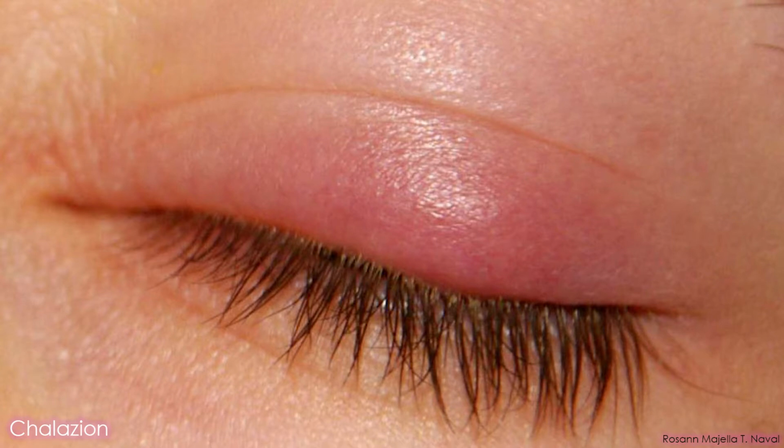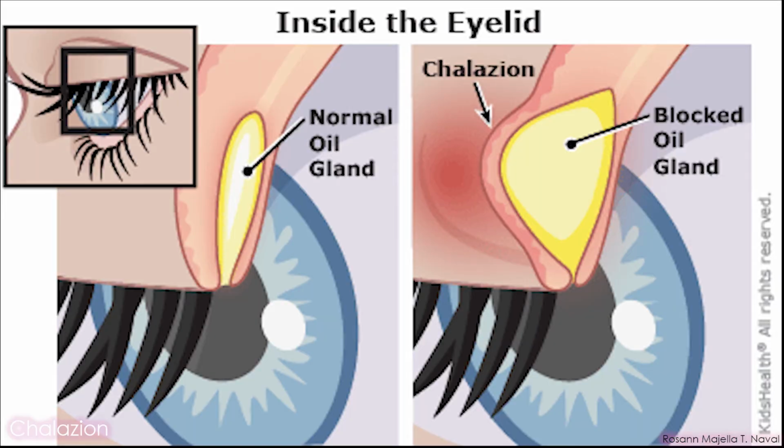A chalazion is a swollen bump on the eyelid. It happens when the eyelid's oil glands clog up. A chalazion is not usually painful.